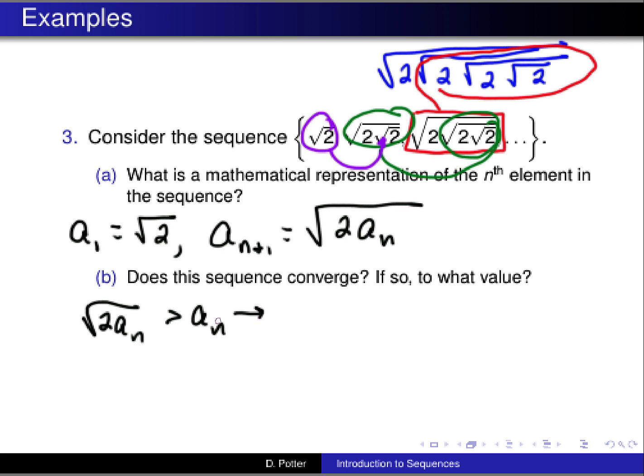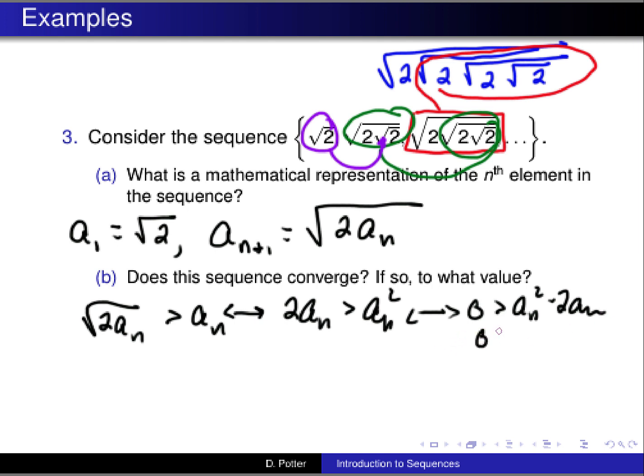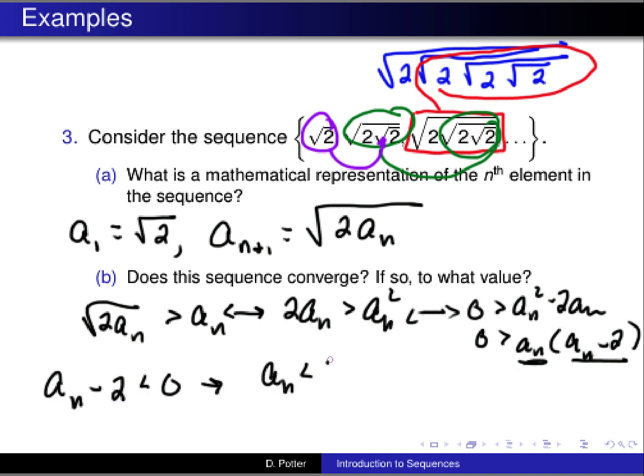I could say that, well, this is true if and only if 2a sub n is bigger than a sub n squared. And that's true if and only if, so let's bring this over, 0 is bigger than a sub n squared minus 2a sub n, or if I look at that, that's 0 bigger than a sub n times a sub n minus 2. Now, we know the a sub n's are always positive just by construction. I keep taking radicals, so they're all going to be positive. So the only way that this value could be negative is if a sub n minus 2 itself is less than 0, which would mean that a sub n is less than 2.